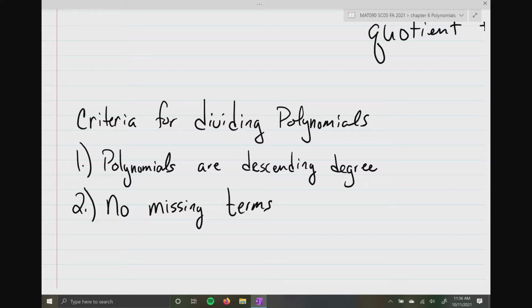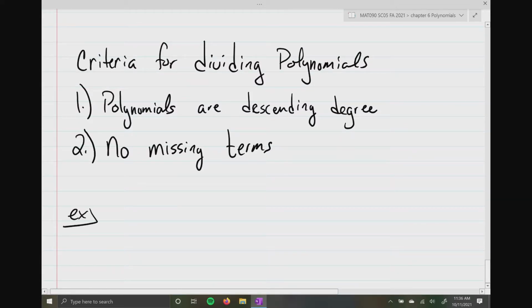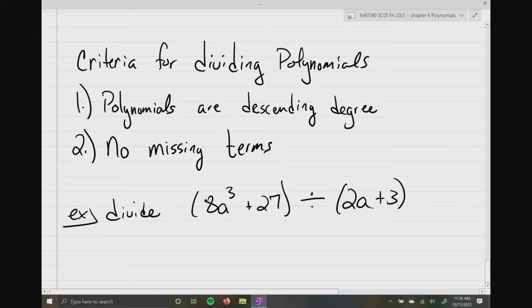All right, so now what we can do is, like I said, we can do the very general cases here. All right, we could just do big general cases. So let me give you an example of what I'm talking about. So if we wanted to divide 8a to the third power plus 27 divided by 2a plus 3. Now we got to be concerned, okay? Because we have this criteria that we have to worry about. All right? So before I can really divide, I need to set up my problem.